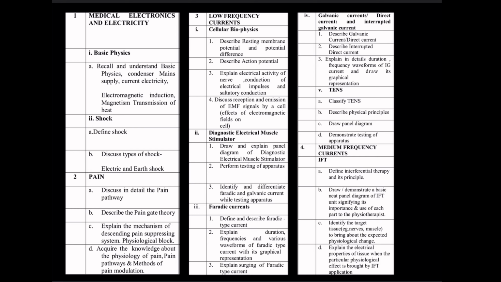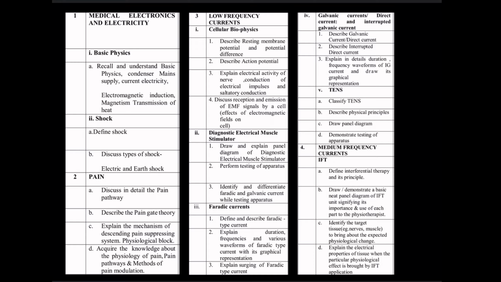So firstly you will have basic physics, in which you'll study about the basic physical components used in electrotherapy, which will be condenser, main supply, current, electricity, electromagnetic induction. Basically it includes all the basics part which you have studied in 11th and 12th class. It is just the brushing up and a little bit of therapeutic orientation of those kinds of things.